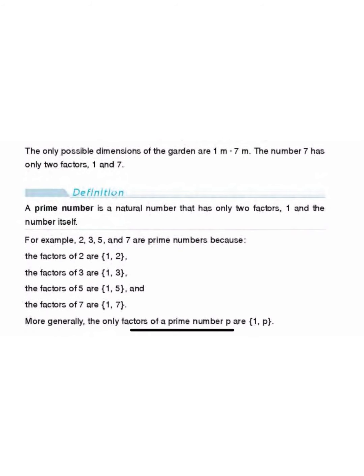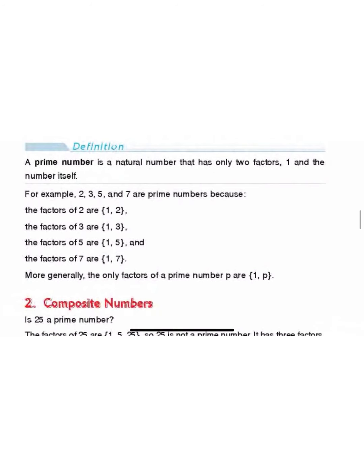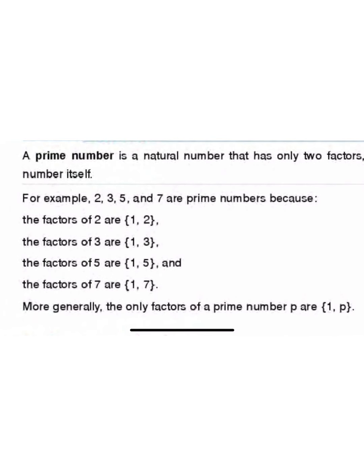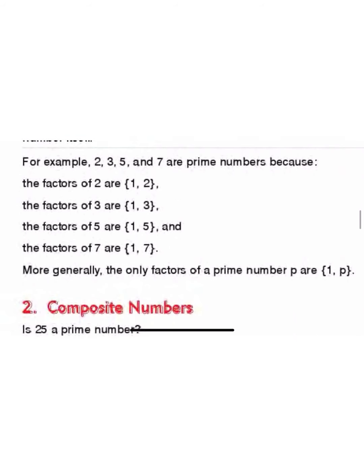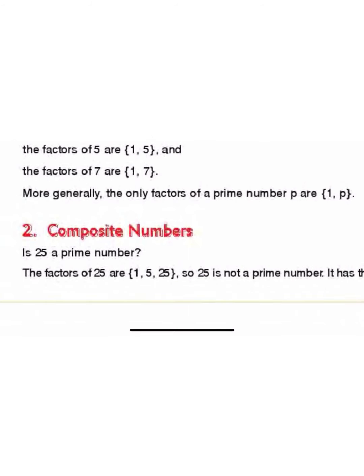So what is the definition of a prime number? A prime number is a natural number that has only two factors, 1 and the number itself. For example, 2, 3, 5, 7 are prime numbers because, for example, 5 has 1 and 5, 7 is 1 and 7. That's why they are called prime numbers. If the number is p, the only factors of a prime number p are 1 and p.